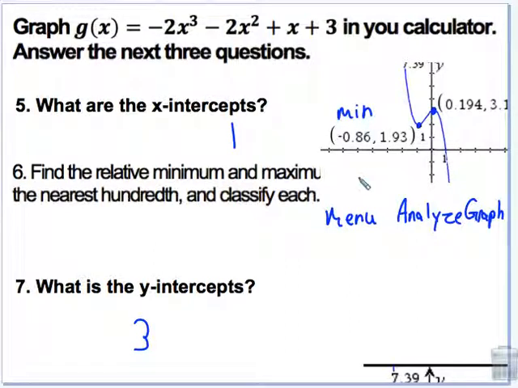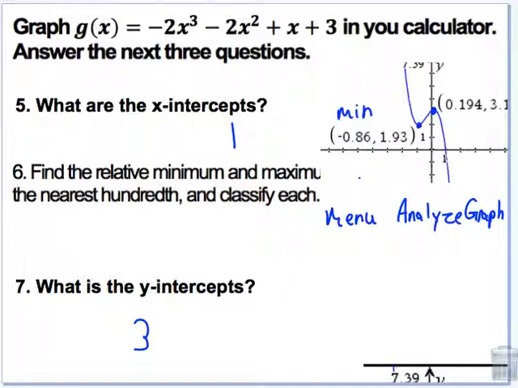Here, your minimum is at, you're going to have coordinate points for that. Don't just write down your x and leave it at that. You need to have both of them. Your minimum is at negative 0.86 and 1.93. That's your x and your y coordinates.